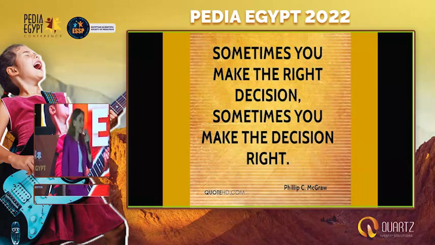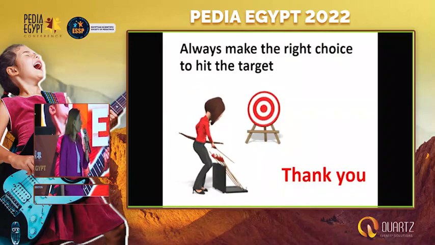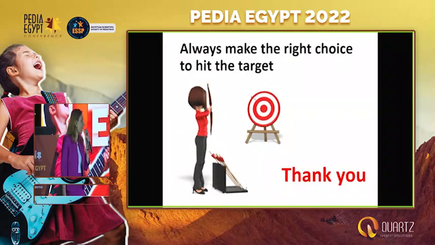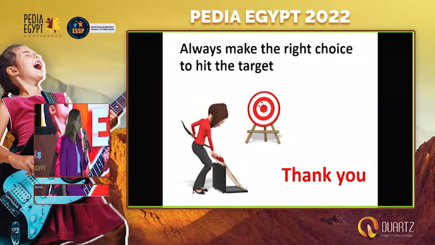And I really like this quote when doing this presentation. I took it from Google. Sometimes you make the right decision, and sometimes you make the decision right. And this is what we need to do in those children. So always make the right choice in order to hit the target and reach it properly.